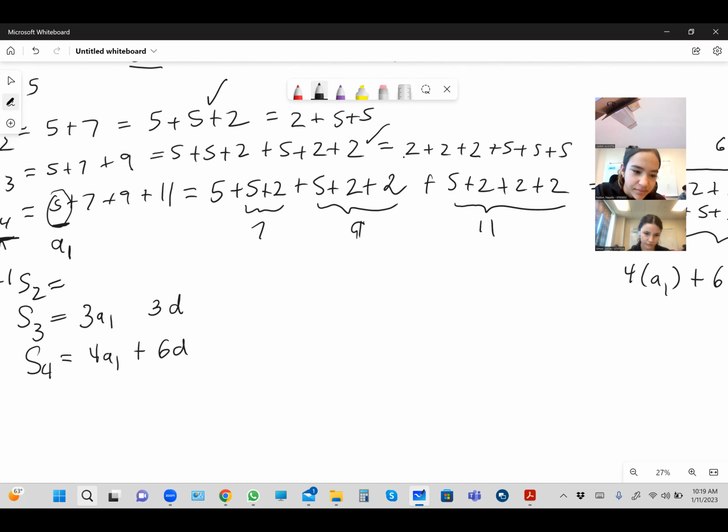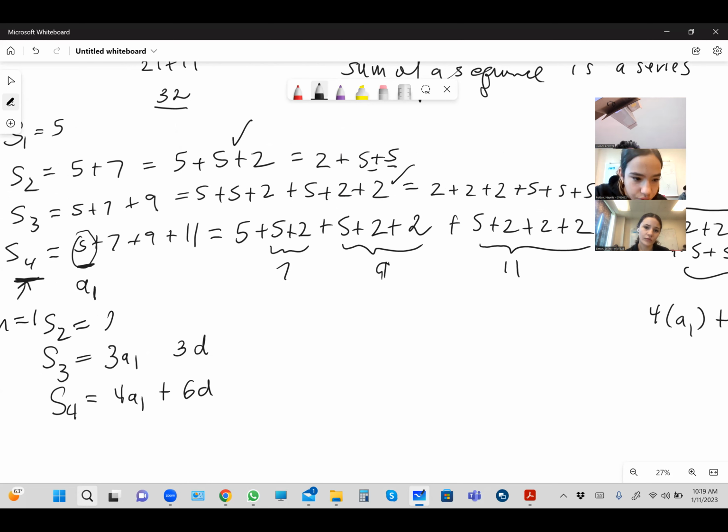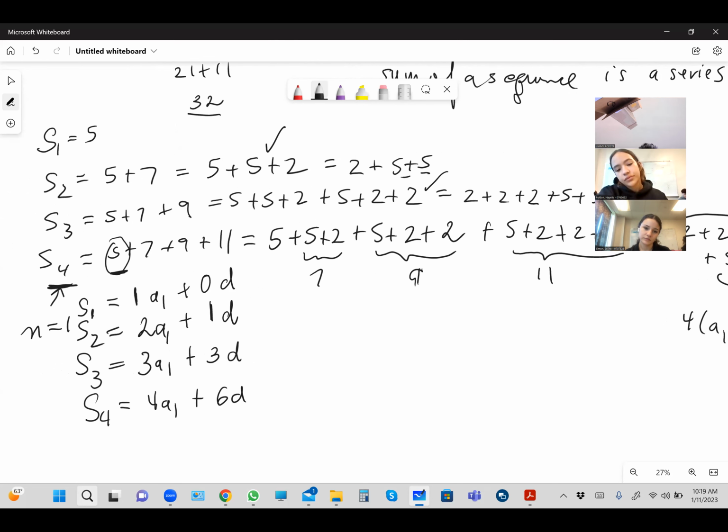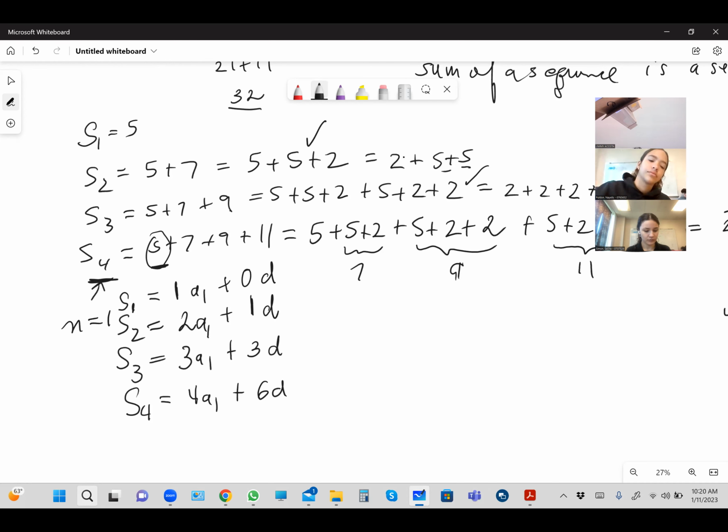For S of 2, what do we have? How many of the 5s do we have? 2. And then how many of the D's do we have? 1. Okay. And how about S of 1? How many of the 5s do we have? 1. And how many of the D's do we have? 0. Okay, so the question becomes now, can we write out a formula for that?